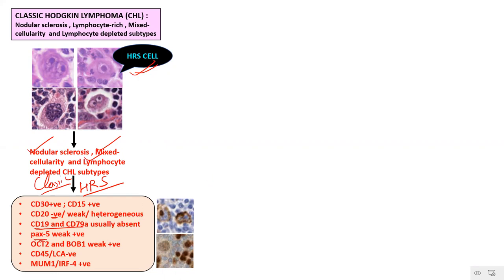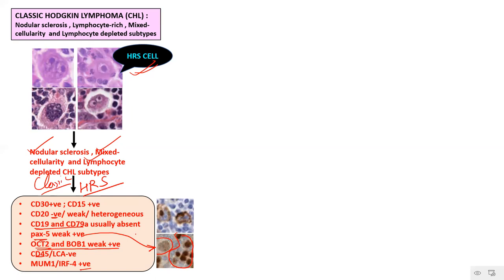PAX5, which is again a nuclear B cell transcription factor, is weakly positive. It will be weakly positive when you compare it with the background B lymphocytes. Like you see in this particular picture, you have this Hodgkin cell, which shows a faint nuclear positivity when you compare it with the background small B cells. The other nuclear transcription factors for B cell lineage differentiation, that is OCT2 and BOB1, will be negative to weakly positive at most. CD45 will be negative, and the post-germinal center marker, that is MUM1, IRF4, will be characteristically positive in these cases.